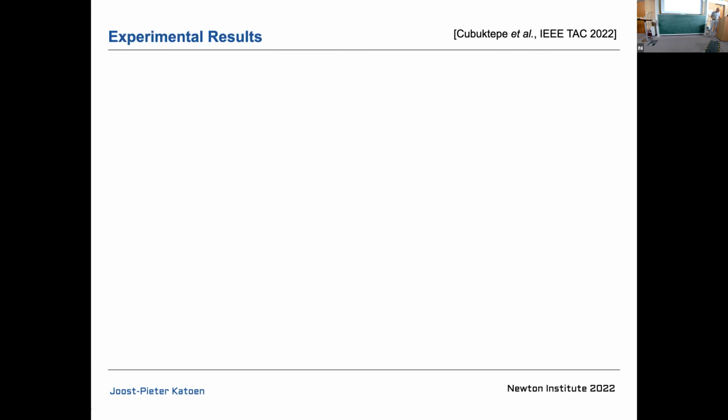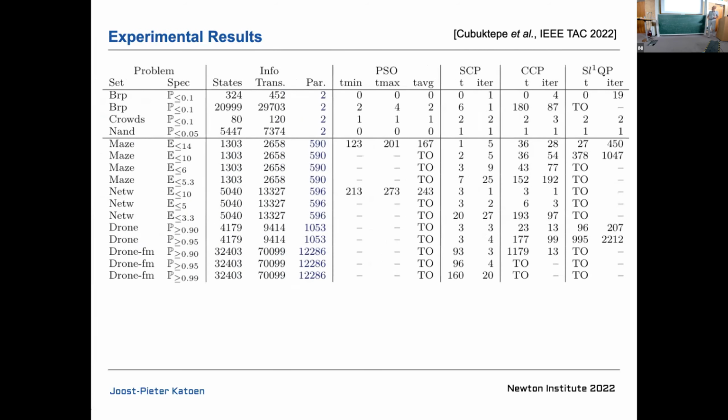So here you see some experimental results. On the left, you see different case studies with different specifications, with thresholds. P stands for reachability probabilities, E stands for expected rewards, so cost. So these are the model sizes: number of states, number of transitions, number of parameters. Remember, we're trying to approximately solve this ETR-complete problem. And this goes up from a few hundred, 1,000, up to 12,000 parameters, quite a bit.